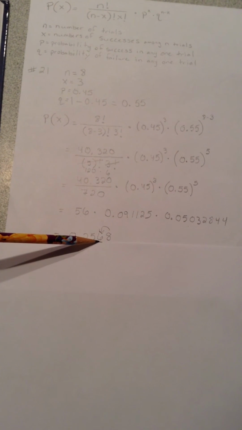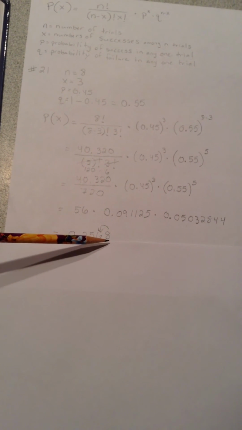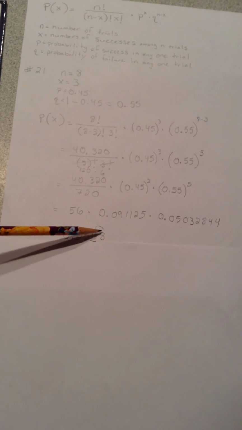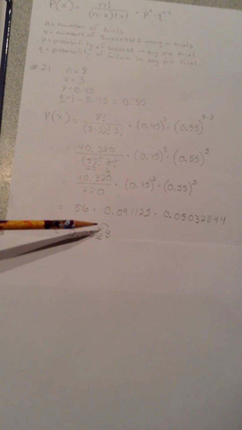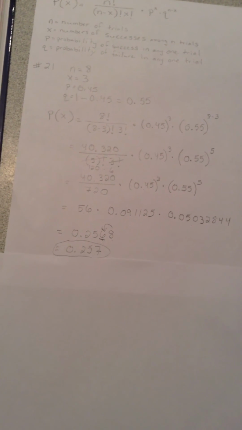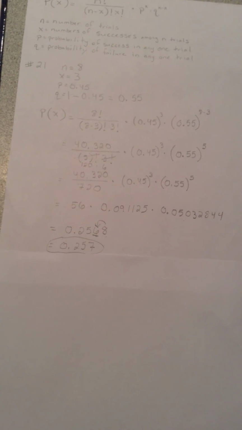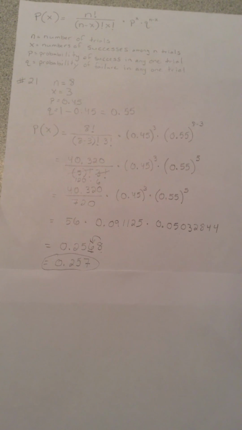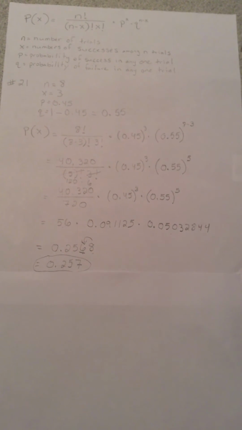In this case, here's my third decimal place. I look to the right. This number is a 5 or higher, which tells me the 6 needs to round up. And so my final answer is 0.257. And that is how you will do problem 21, paper and pencil version.